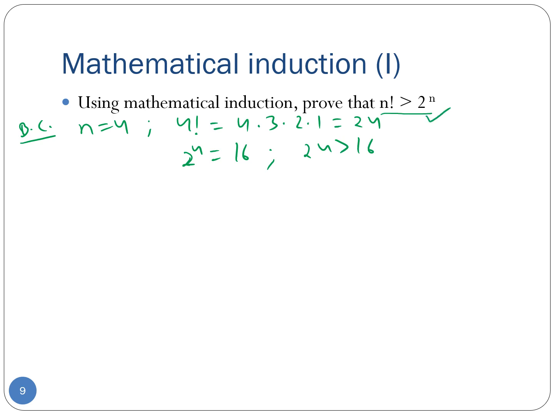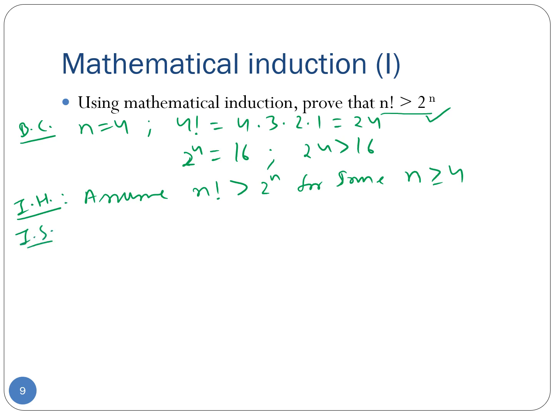for our base case. Okay, now the next is our induction hypothesis. So let's assume that n factorial is greater than 2 to the power n for some n greater than or equal to 4. Now in our inductive step we need to prove that n plus 1 factorial is also greater than 2 to the power n plus 1.